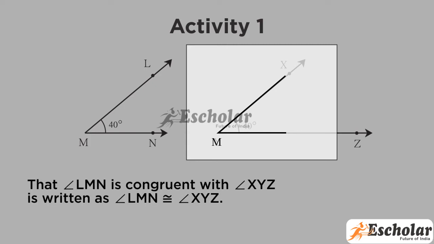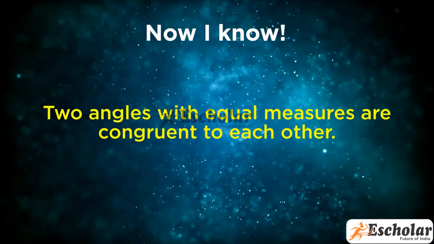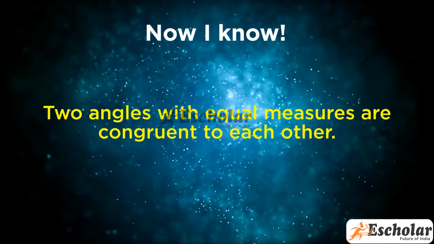That angle LMN is congruent with angle XYZ is written as angle LMN ≅ angle XYZ. Now I know two angles with equal measures are congruent to each other.